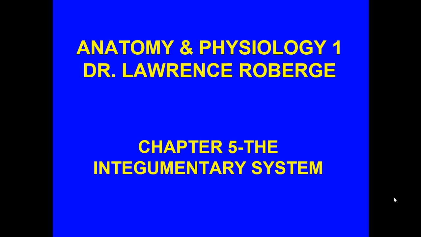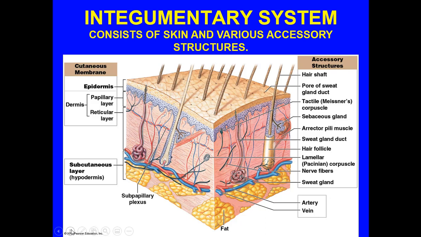Well, hello. We're going to do now Chapter 5, which is on the integumentary system. If you're not familiar with that term, that really refers to just basically the skin. But we're going to get into the skin and its accessory structures, such as hair, nail, etc. So let's get started. When we look at the integumentary system, it consists of skin and various accessory structures.